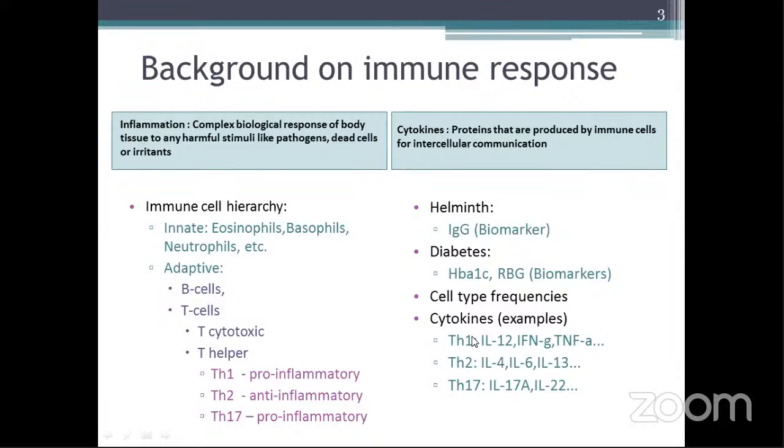These are examples of certain cytokines of the T helper cell types I mentioned earlier. Interleukin 12, interferon gamma, and TNF, tumor necrosis factor alpha, are examples of cytokines produced by Th1 cells. Similarly, cytokines produced by Th2 cells are IL-4, IL-6, IL-13, and so on. And cytokines produced by Th17 cells are IL-17A, IL-22, and so on.